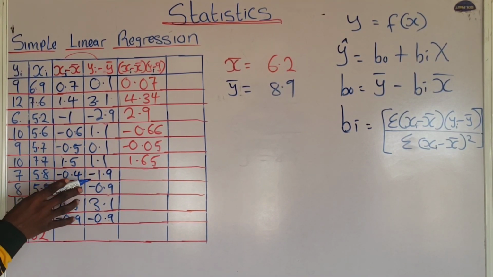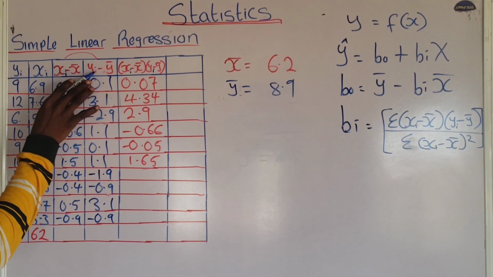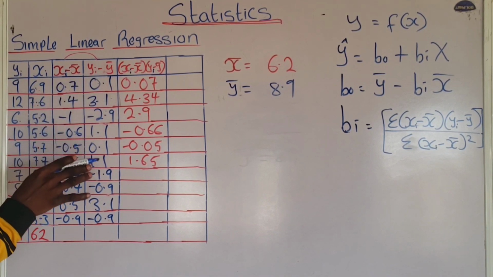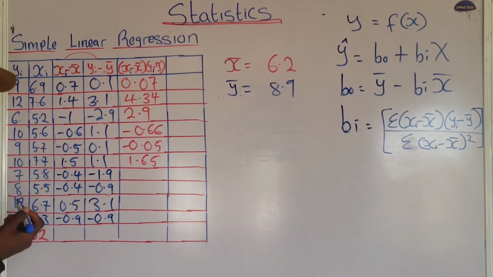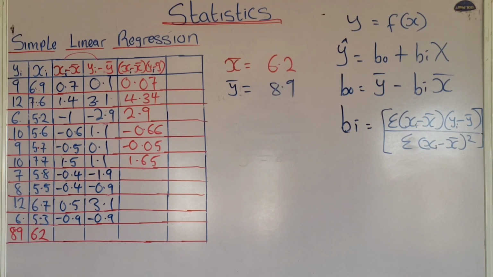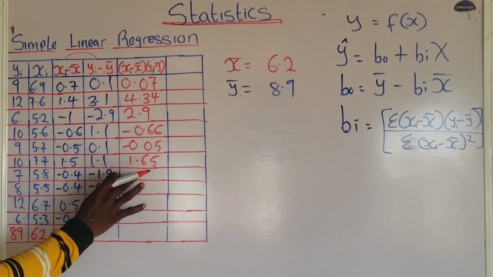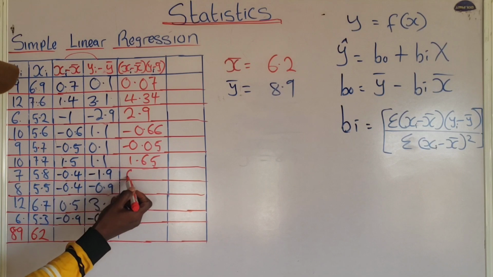I discovered that there is a mistake while I'm taking the difference between the values of y and the mean value of y. So I noticed that, and I corrected it. If you subtract 8.9 from 7, this is what you're going to have, negative 1.9. Okay, so let us proceed. Now, for this, I'm going to have negative 0.4 multiplied by negative 1.9, that is 0.76.